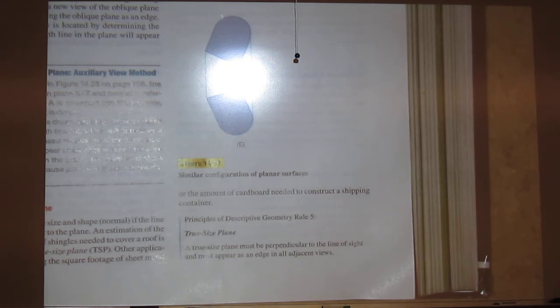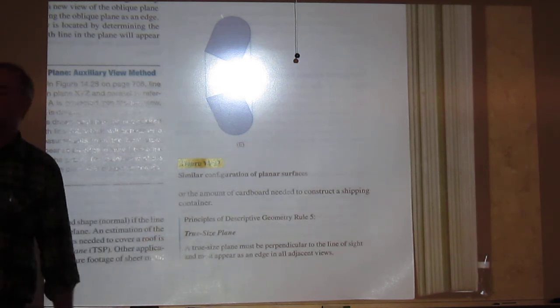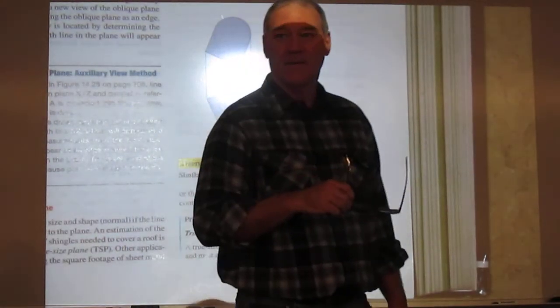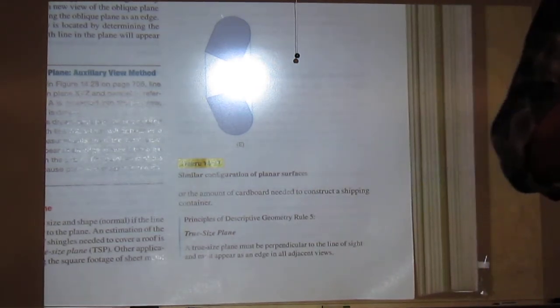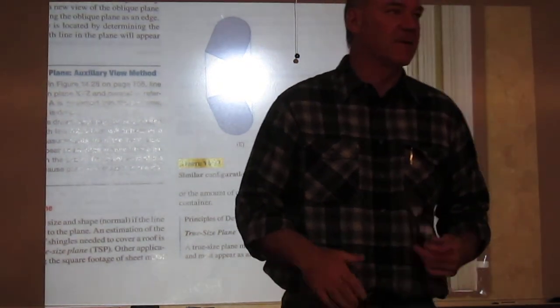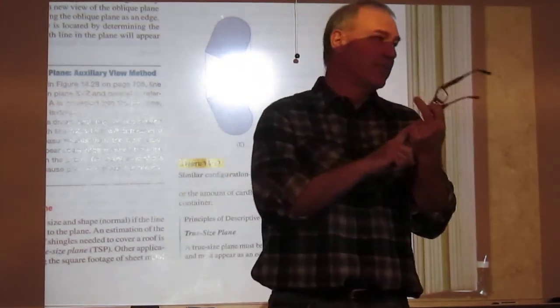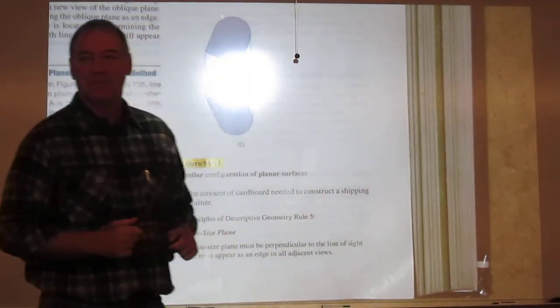A true size plane must be perpendicular to the line of sight and must appear as an edge in all adjacent views. In essence, isn't that the definition of a normal plane? What is the definition of a normal plane? Appears true size and shape in one view, as an edge in all adjacents. All this is stating is that you can get to true size and shape in any plane. All adjacents must be edge views. And we know that because we're going to use law 1 to find true length, law 2 to get edge view, law 3 to get true size and shape. In essence, we're following this.